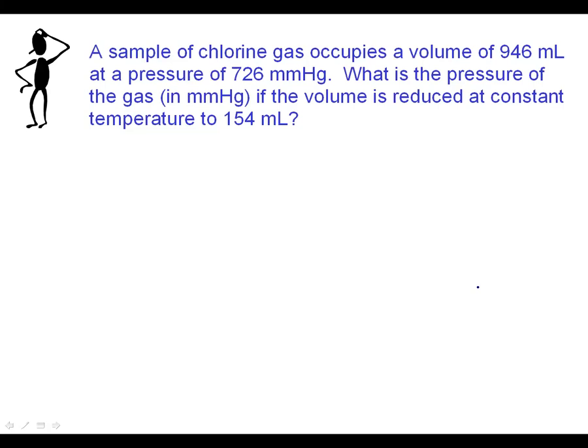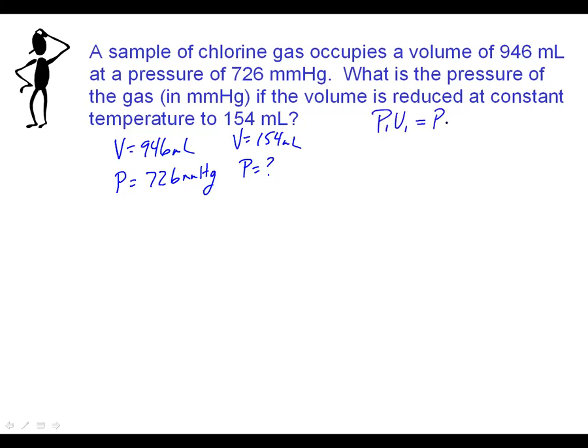Okay, so although we've obviously only gotten so far to one gas law, a lot of times in gas law problems, it's good to write out the information that you find in the problem. So we definitely have a volume that is 946 milliliters. We have a pressure that's 726 millimeters of mercury. We're looking for a pressure, and we also have another volume that's 154 milliliters. So just by looking at that, if you weren't sure, it definitely should point you to Boyle's law.